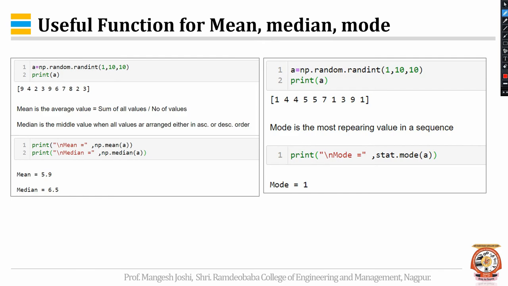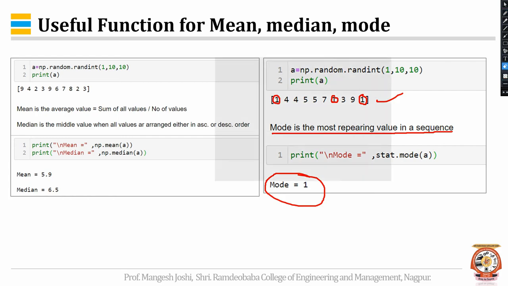Now we have again generated 10 random numbers. Mode is the most repeating value in a sequence. You can see that 1 is repeated the most number of times, 3 times. That's why the mode of this data set is 1. In certain situations, 2 values may be repeated the same number of times. In that case, there will be 2 modes of the data set. But in this case, the mode is 1 because only 1 is repeating 3 times.